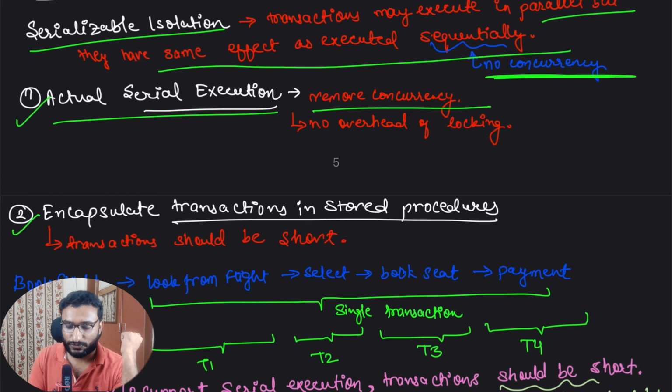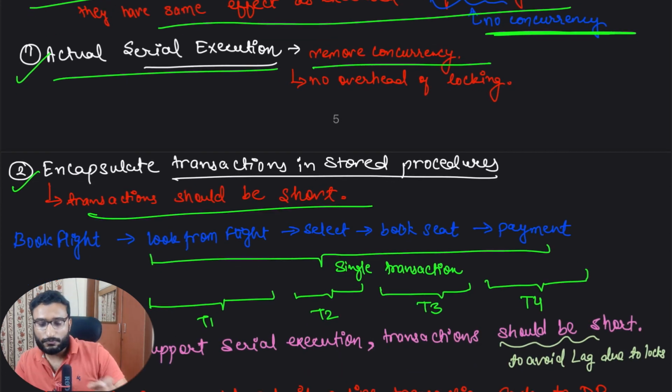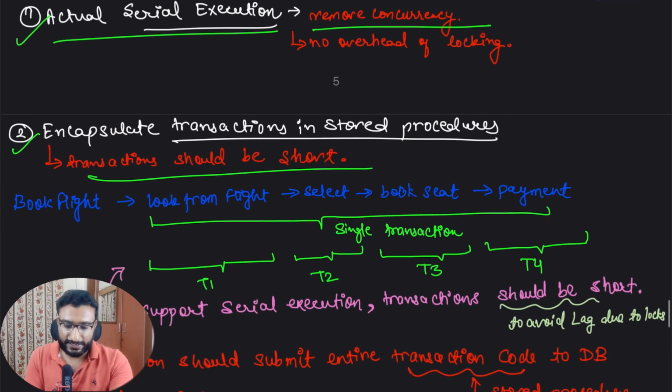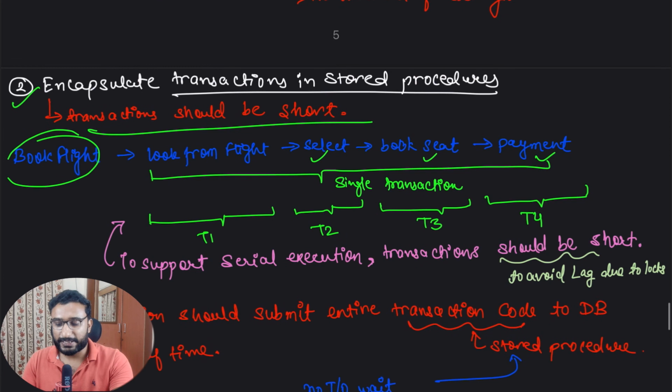Another way is to encapsulate transactions in stored procedures. What we mean here is, let's say you are booking a flight, the example we discussed earlier when we started this chapter. In the case of transactions, we discussed that this should be treated as a single transaction: you look for a flight, select a particular flight, book a seat, and make the payment. Now instead of making this a single transaction, what if we break it into 4 parts?